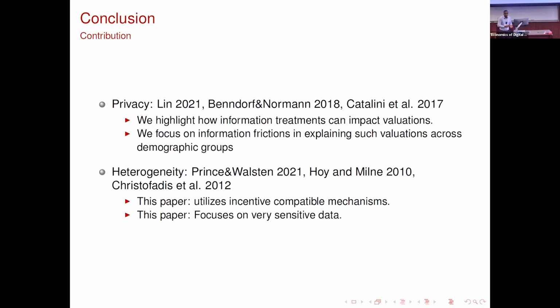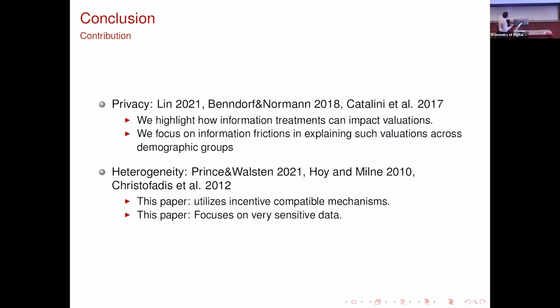So basically, to conclude, we're trying to make two contributions to the literature. First, there's all this literature on privacy valuations. In this paper, we are focusing more on information treatments, whether they change people's valuations or not, and also whether different demographics are more or less likely to respond to information treatments. So that is one contribution of this paper.